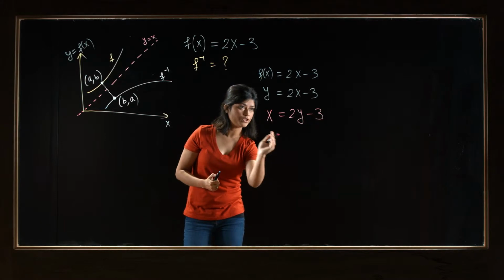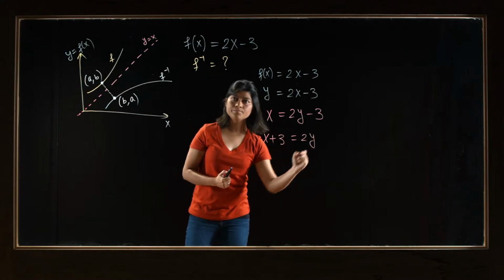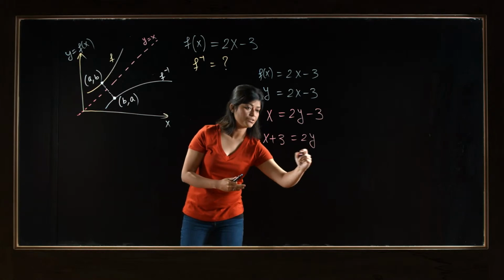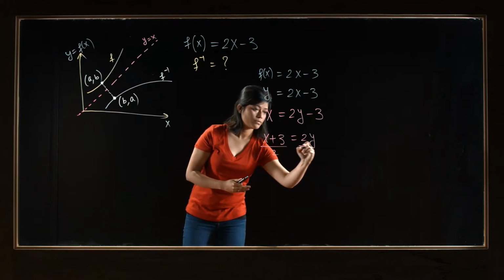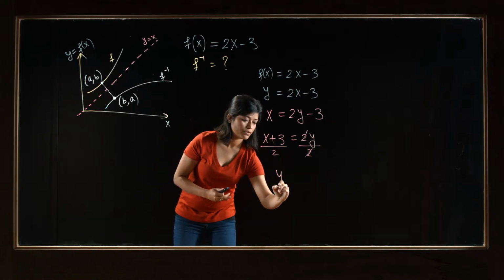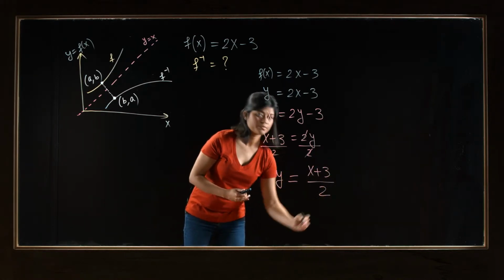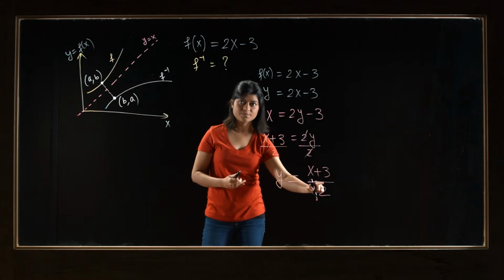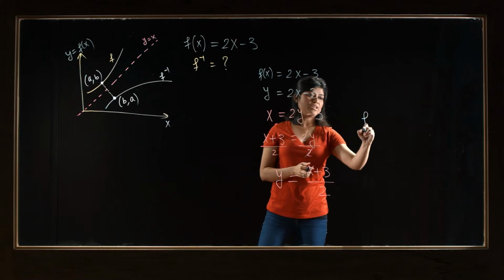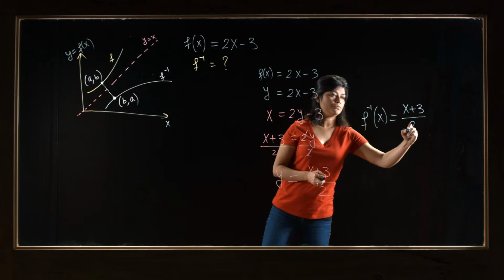So let's bring the 3 to the left-hand side. So you get x plus 3 is equal to 2y. And we want the expression to be y equals something. So in order to do that, you divide by 2 on both sides. So the 2 cancels on the right-hand side, and then we have our equation y is equal to (x plus 3) over 2. Guess what? That expression is the function f inverse. So f inverse is (x plus 3) over 2.